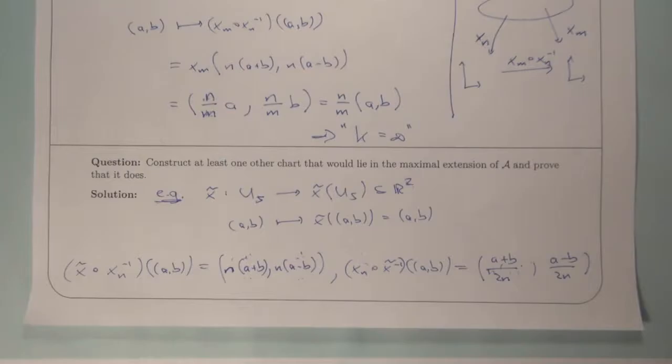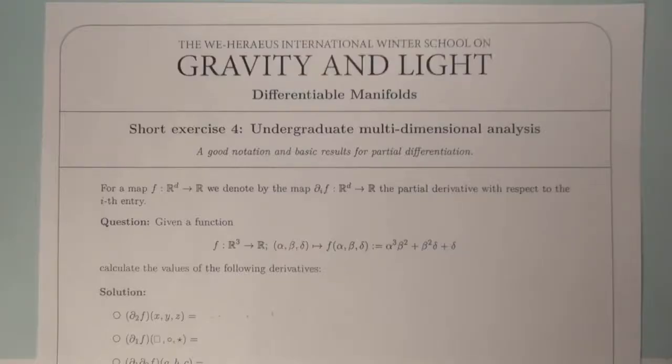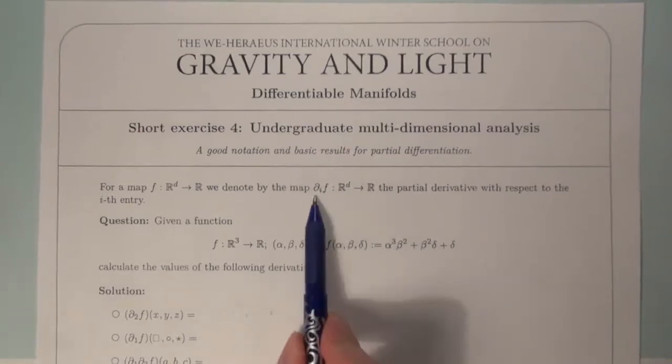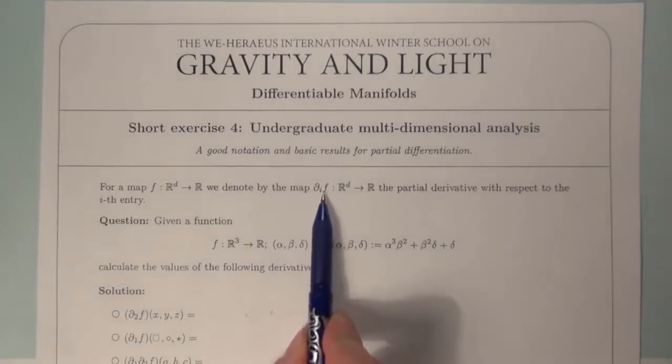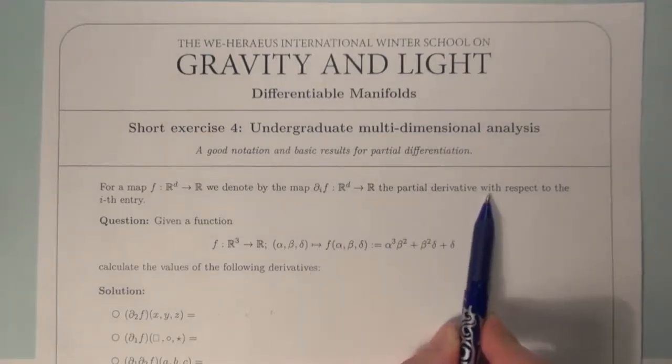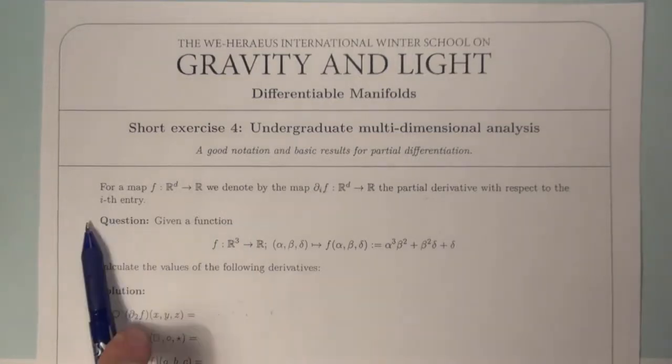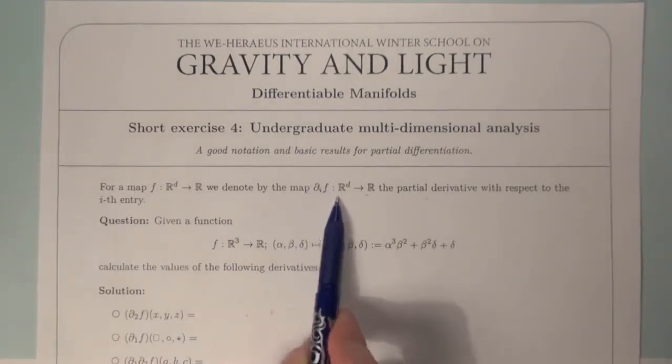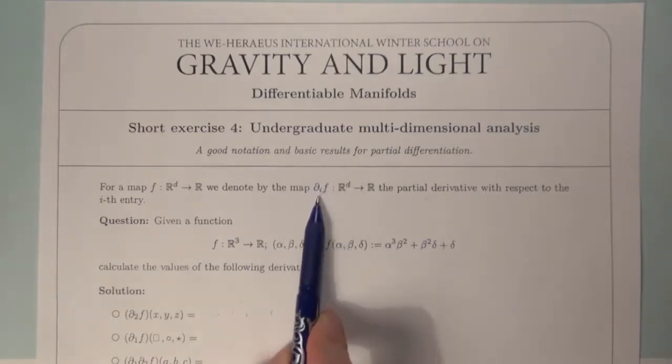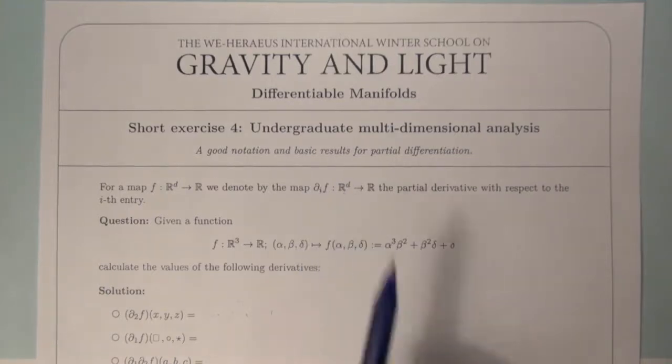That's it for the third exercise. We continue with a very short exercise 4, but it's important because we introduce a good notation for partial differentiation. We have a map F that goes from Rd to R and denoted as del sub I on F is the partial derivative with respect to the ith entry. But the important point here is this object, so the derivative of F with respect to this entry is again a map in its own right, and again a map from Rd to R.